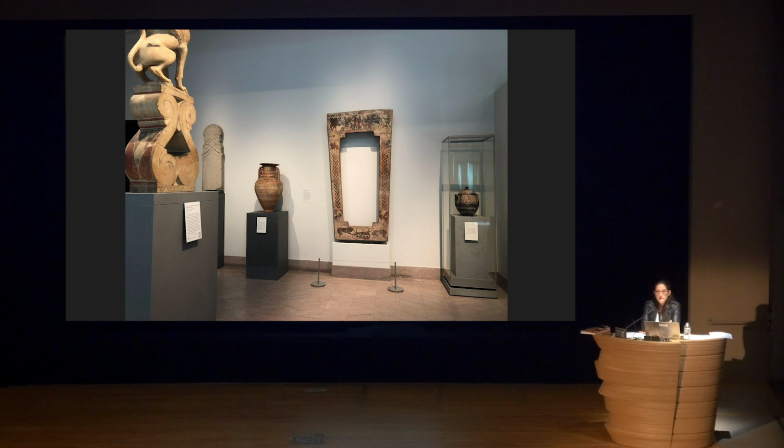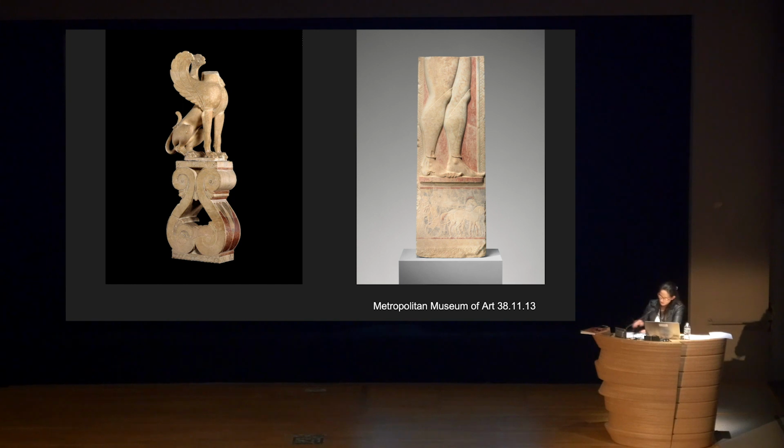Another is a sphinx atop a volute. You see it here on the left. I'm going to give you a detail of it, or a fuller view of it, in this photo. This object retains much of its original polychromy. It comes from a site called Vari along the Attic coast, and that was a real aristocratic outpost.